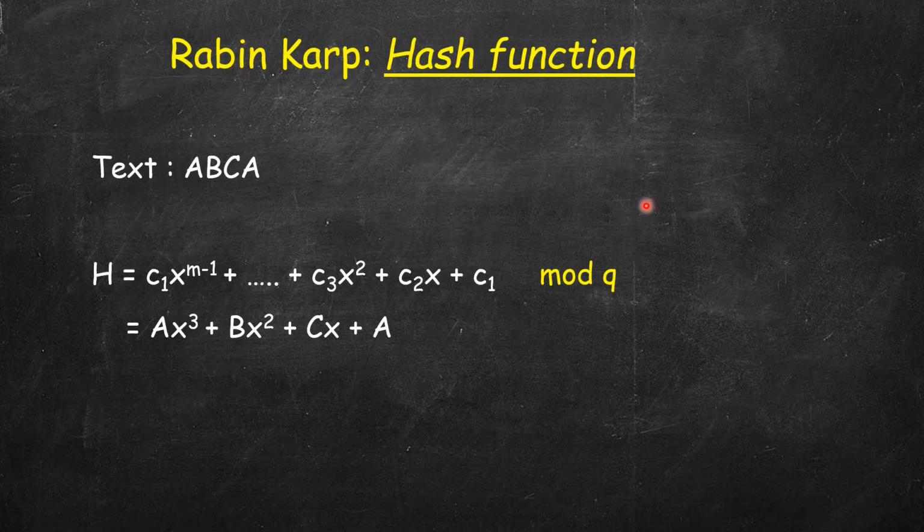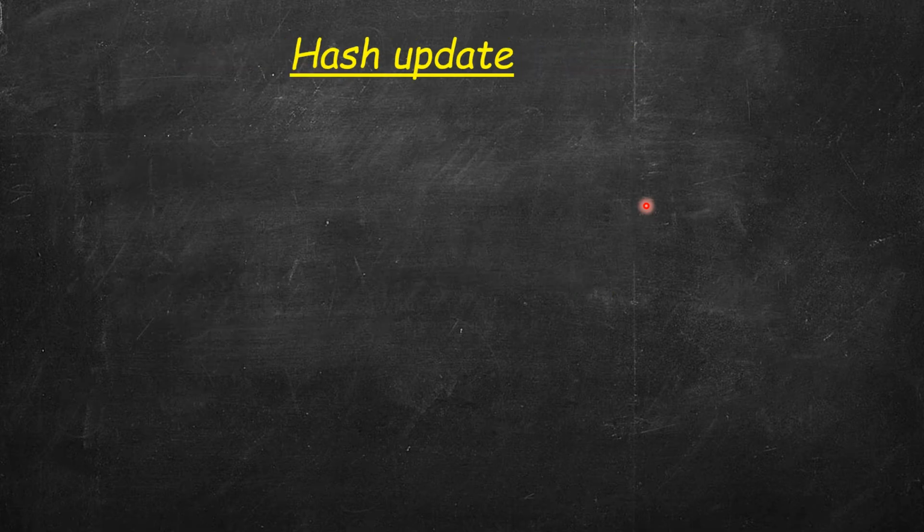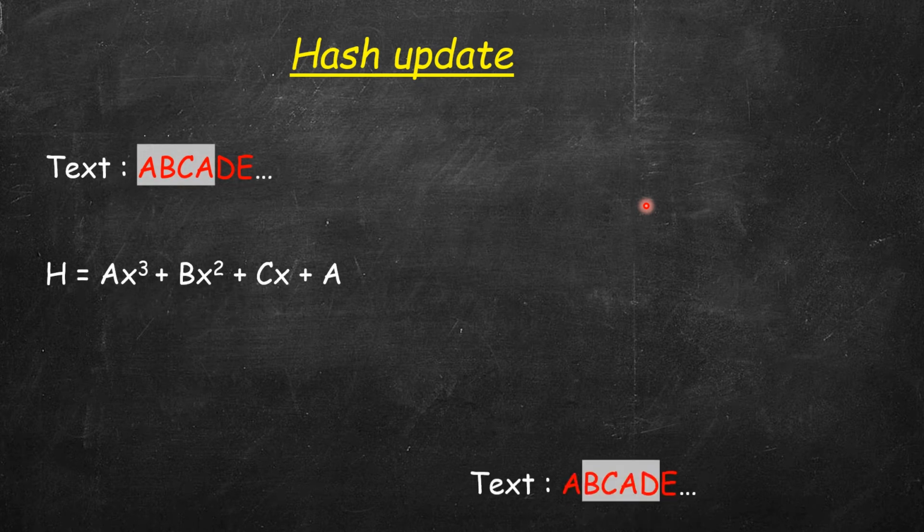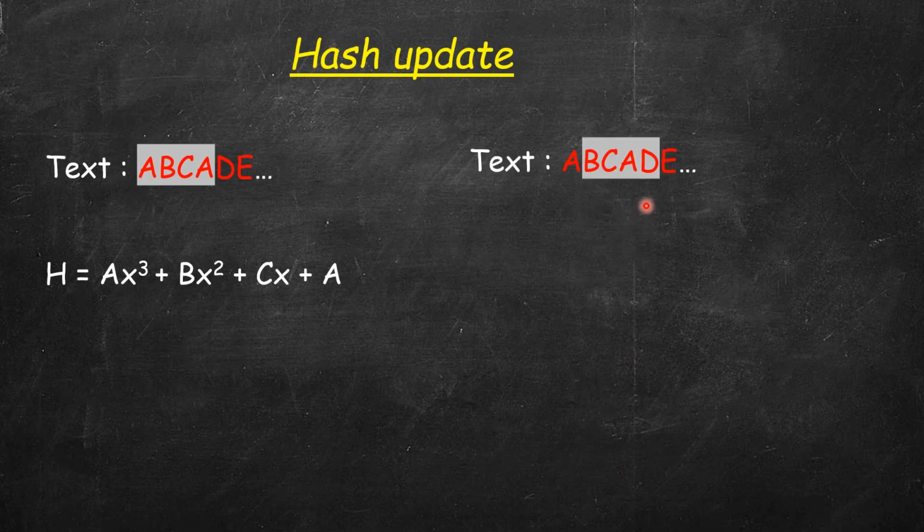How will we update this hash function in constant time? Because if we are not able to update the hash function in constant time, then our expectation of O(m plus n) will not be valid. So we have to update it. ABCA is the window for which we have already calculated the hash. Next, we slide it by one step.